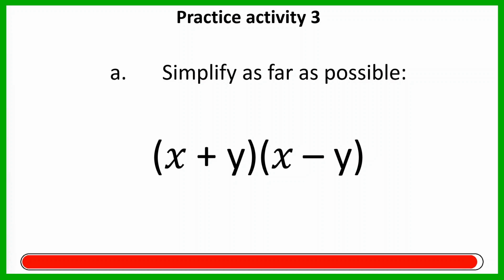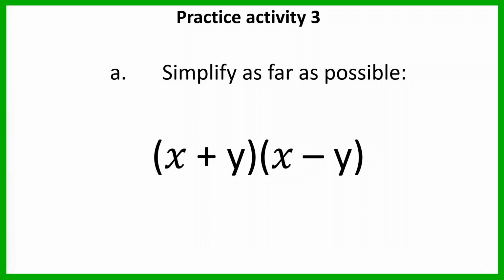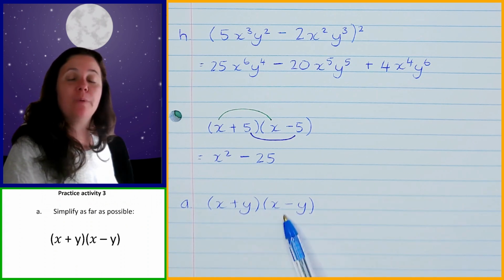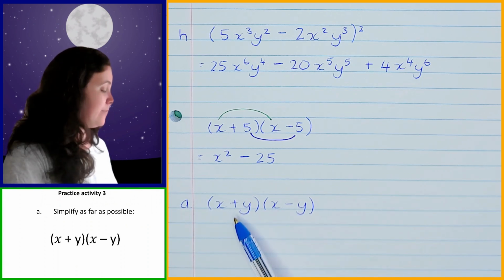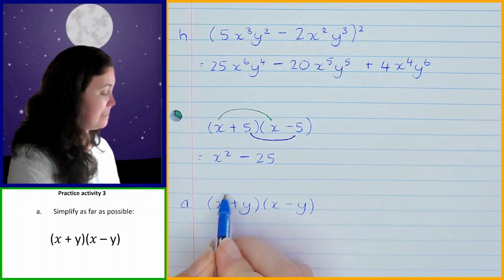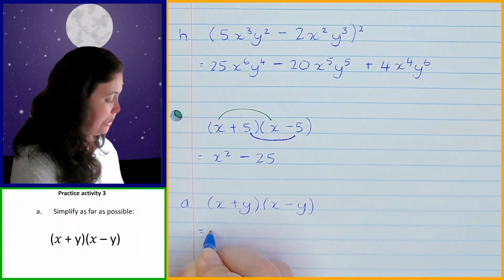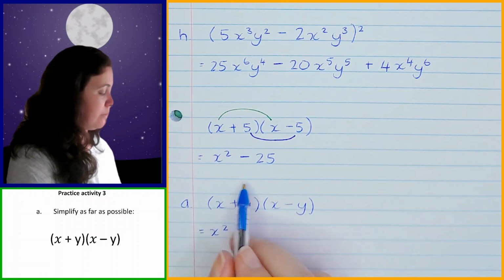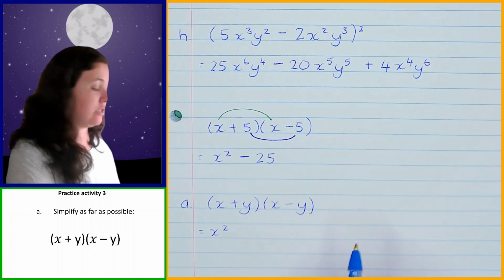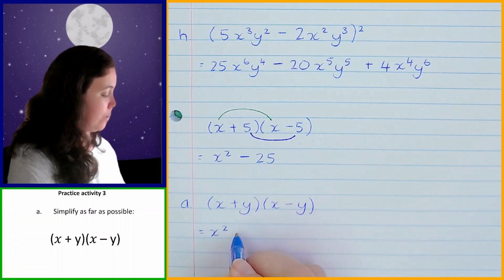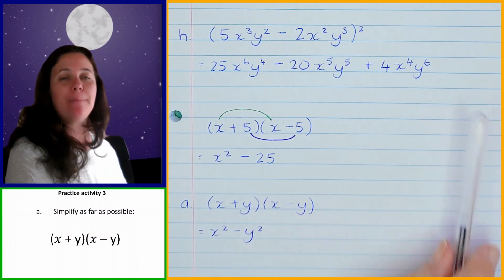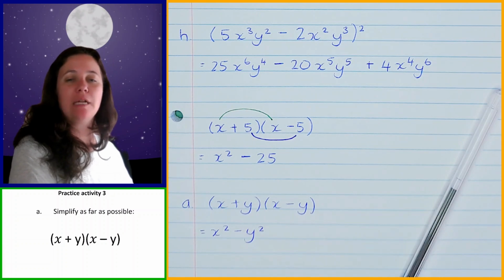Okay, so let's go through this question and see what you should have got. Okay, so first, you need to see that these two sets of brackets, the two binomials, are the same as each other except for the plus and the minus, which means we can use our shortcut. So I'm going to have x times x, giving me x squared. And then I'm not going to multiply the x and the negative y. I'm not going to multiply the y and the x because they're going to cancel each other out. And then I'm going to multiply the y and the negative y, and that gives me negative y squared. So for this one, you should have got x squared minus y squared. Okay, now let's go on to the next one.